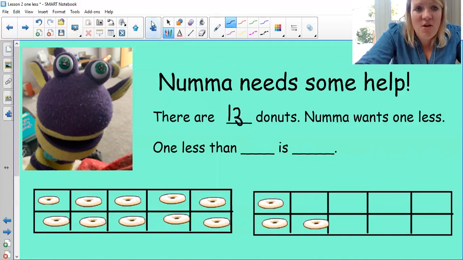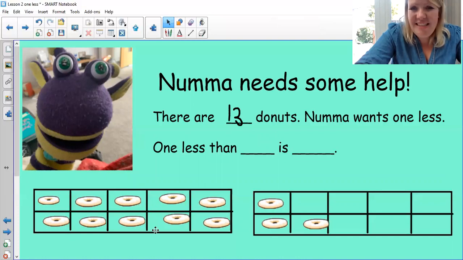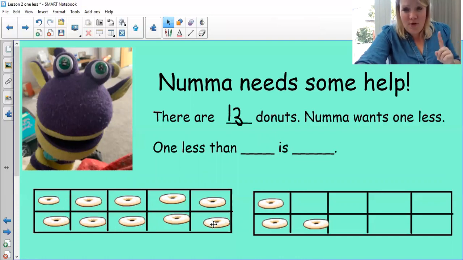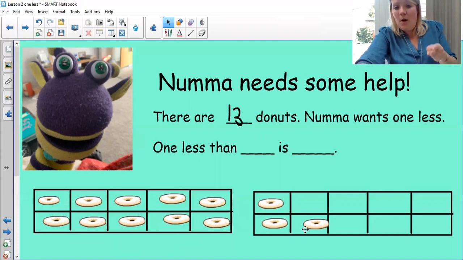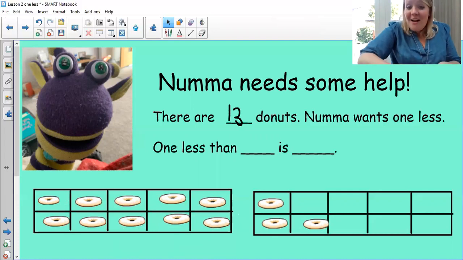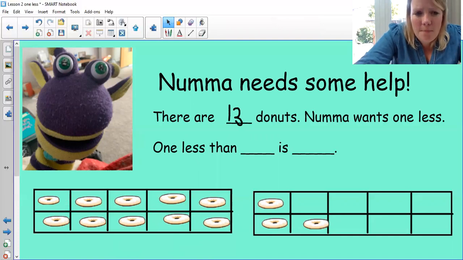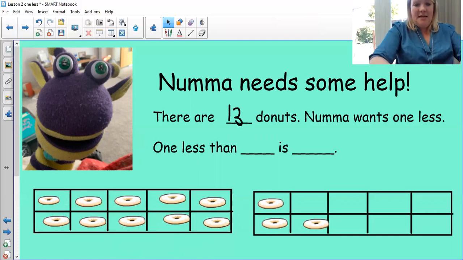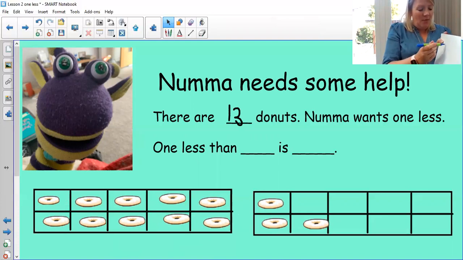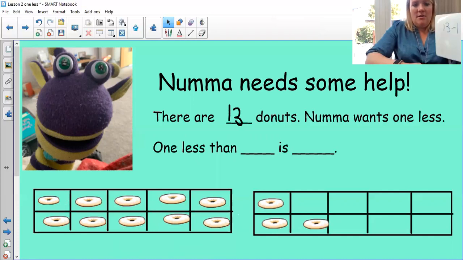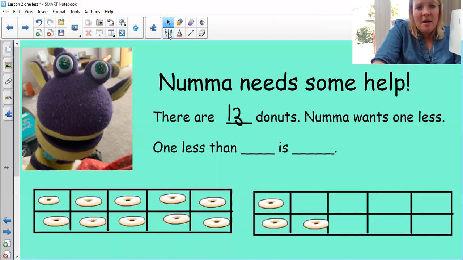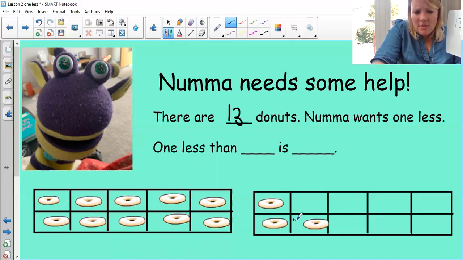So I'm going to quickly stop and say, you are correct. Yes, I didn't need to start from 1 because this 10 frame is full, and I know there's 10. So I could have gone 10, 11, 12, 13, a quicker way of counting. Fantastic job, guys. So there are 13 donuts. Nama wants 1 less. Let's see if we can write this in a number sentence as we go along. 13 donuts, and we need to find 1 less. So I'm going to get my pen, and I'm going to cross through one of my donuts because Nama doesn't want that one.